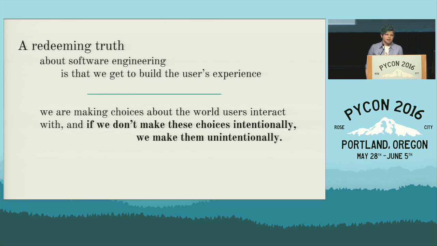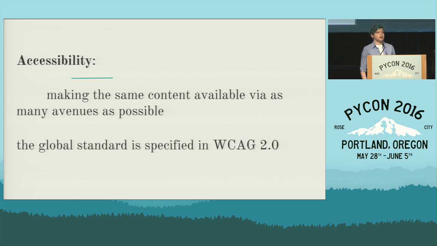One of my favorite things about software engineering is that we're actively building the world that our users are engaging with. And we're making choices, intentionally or otherwise, about the kind of experience they're going to have. So if we can build this world, why not build it to make the most content accessible to as many people as possible? Something to know about accessibility is the global standard is specified by the W3 Consortium as WCAG 2.0, which stands for Web Content Accessibility Guidelines. I had to look that up last night.